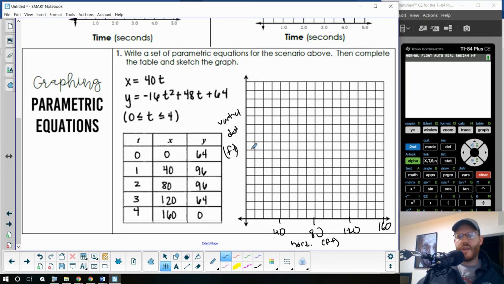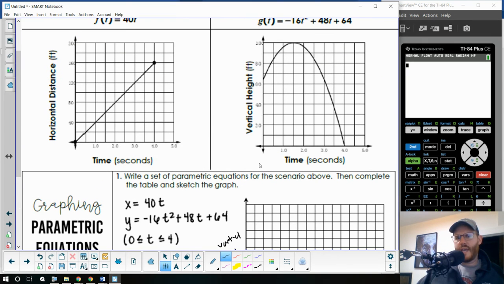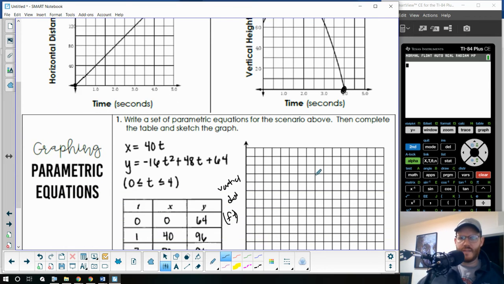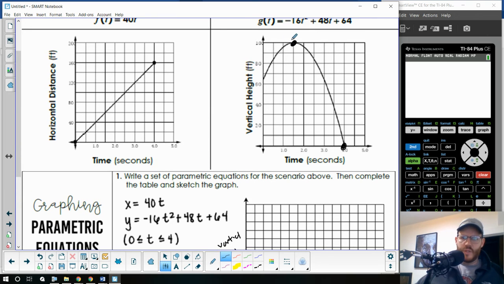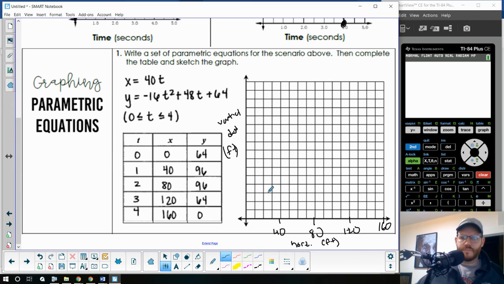And to get a sense of how I want to scale that, I'm going to look at the range of values over the time interval for 4 seconds. So it looks like the minimum vertical distance is 0, which is reached at 4 seconds, and the maximum is 100, which is reached at 1.5 seconds. So I just need to scale between 0 and 100. So I know there's 16 boxes here because I've already counted them out on the other side. So I'm also just going to scale by 10 here.